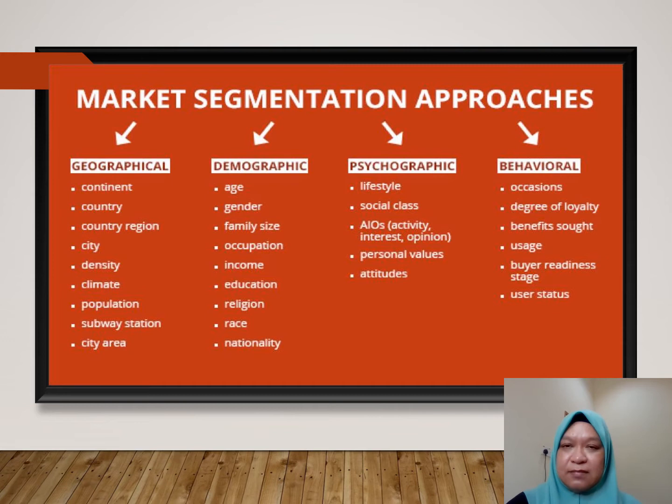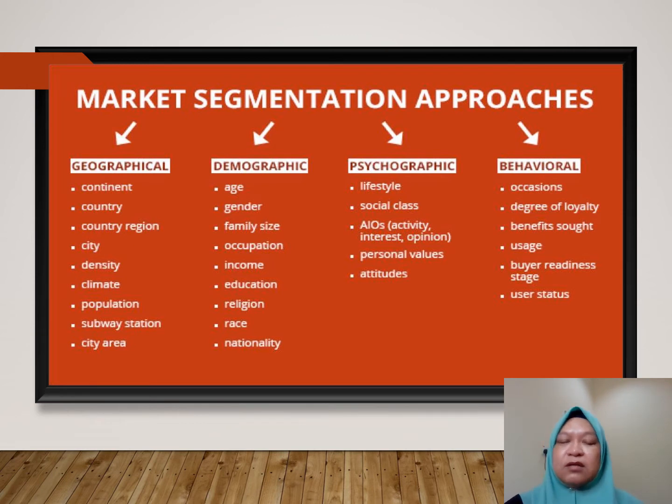We can group the customers into 4 segments, whether it's according to geographical, demographic, psychographic, or behavioral. Geographical means it depends on the area, the continent, the country, the city, based on the climate, population, subways, cities, areas, and so on. So you want to focus on which area your customers are in, based on their geography.